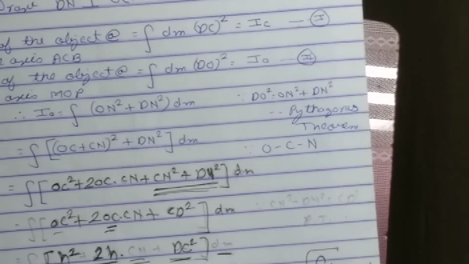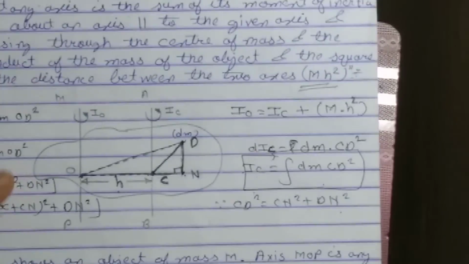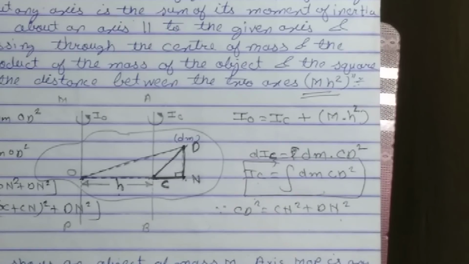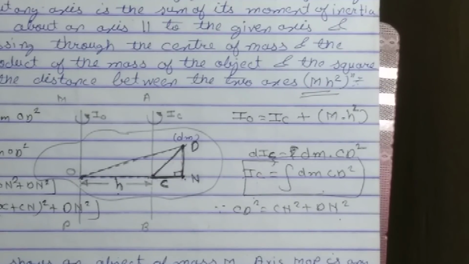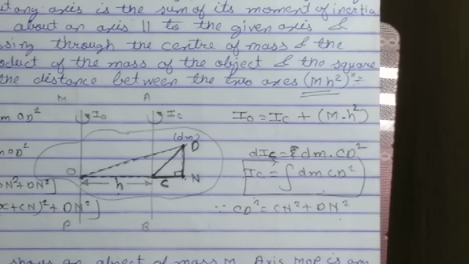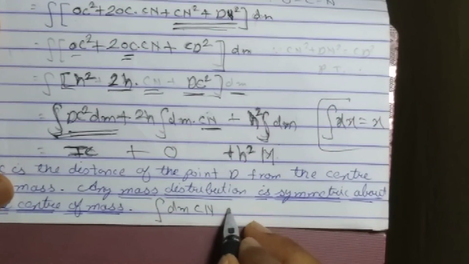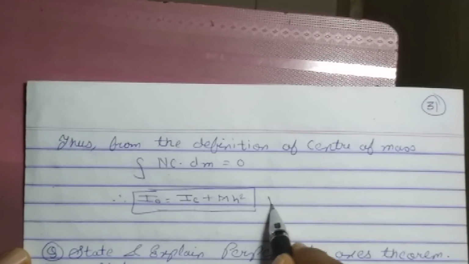Now this particular term is 0. For that, you have to note that CN is the perpendicular distance of the point D from C. As I know, from the center of mass, every particle is distributed symmetrically. The mass distribution is symmetrical about the center of mass. That's why the integration of dm into CN is always 0. So the final answer is IO equals IC plus Mh square.